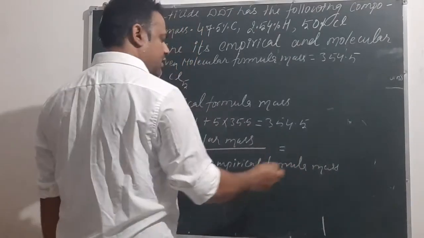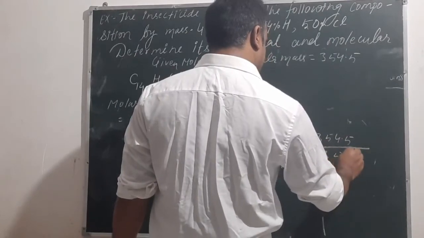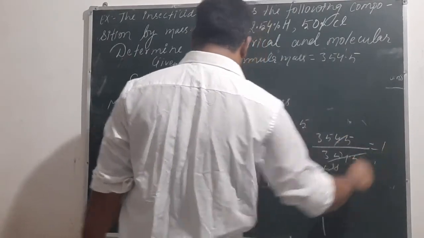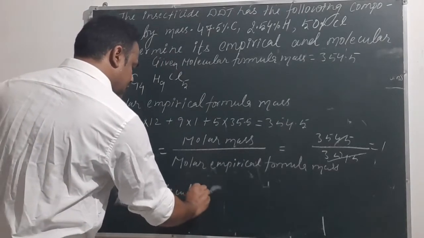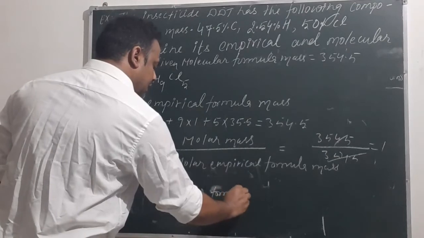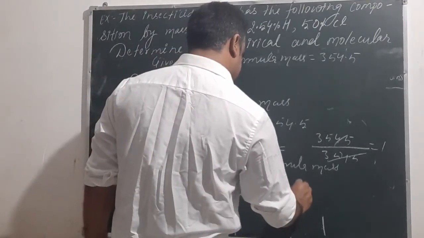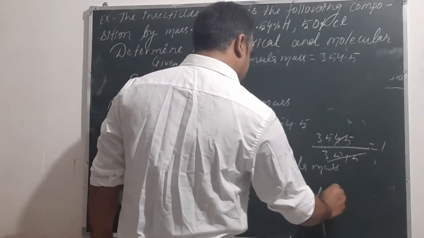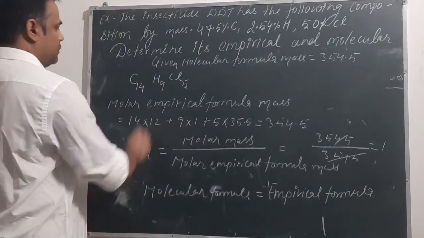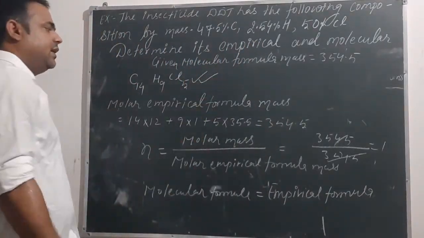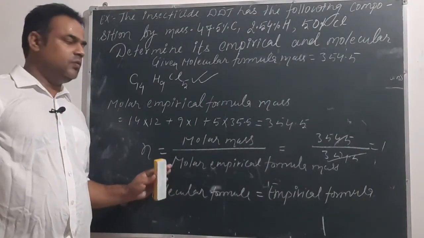So here we will have 354.5 divided by 354.5. This will cancel out and we'll have 1. So from here we can determine that the molecular formula is equal to the empirical formula, and that will be equal to C14H9Cl5. So this is how we determine the empirical formula of any compound.